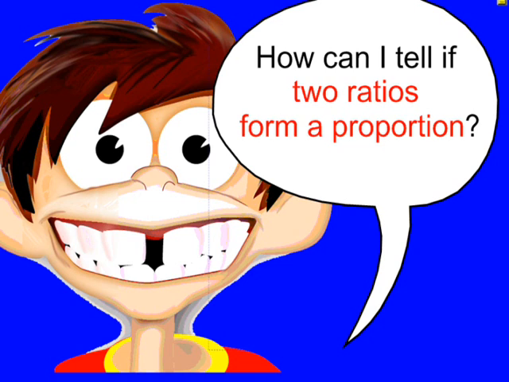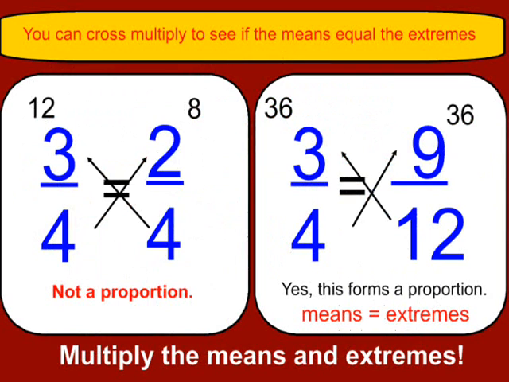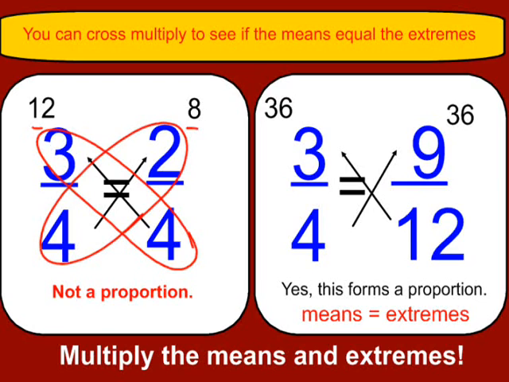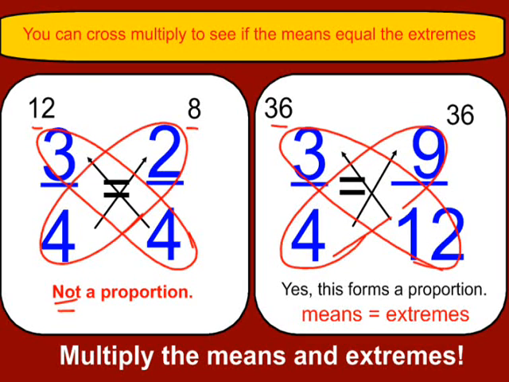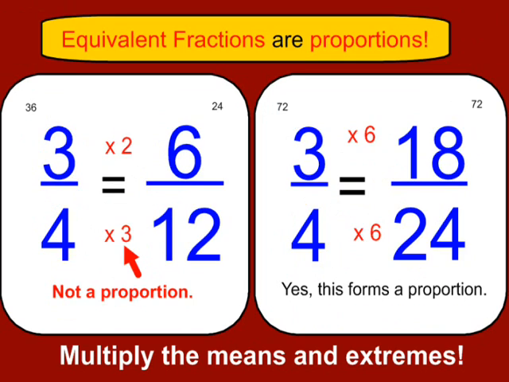So how can you tell if two ratios form a proportion? Well, we looked at one method using cross products, multiplying the means and extremes. And again, 4 times 2 is 8. 4 times 3 is 12. That is not a proportion. Those are not equal. In this example, 4 times 9 is 36. 3 times 12 is 36. Those are equal. They form a proportion. So that's one way of telling whether or not two ratios form a proportion.